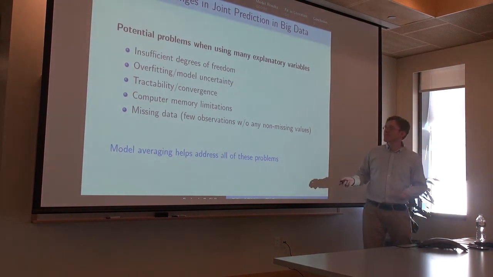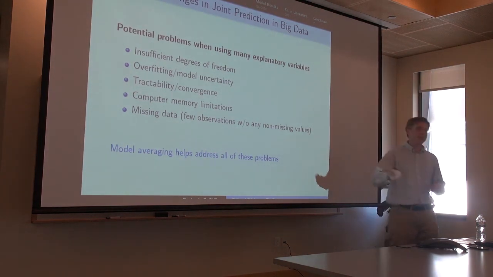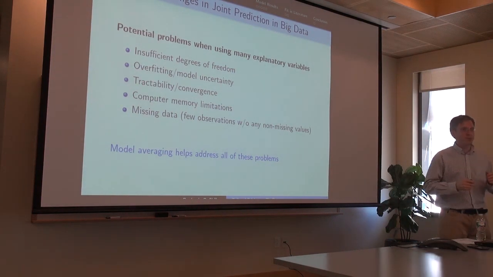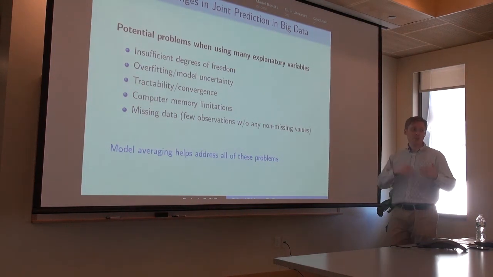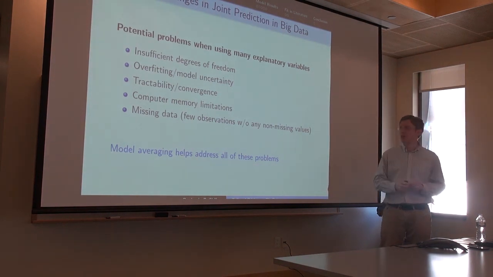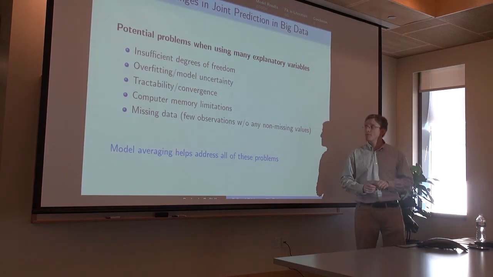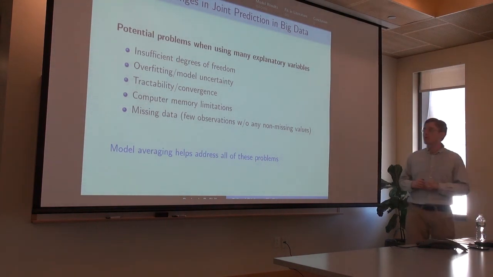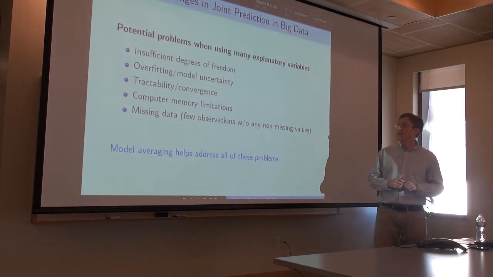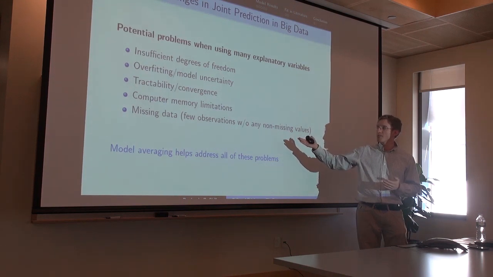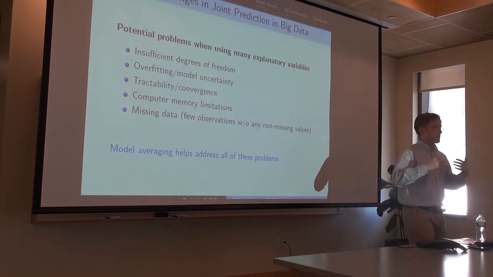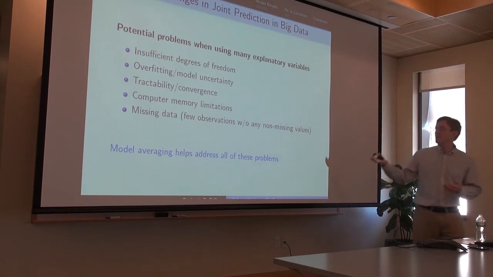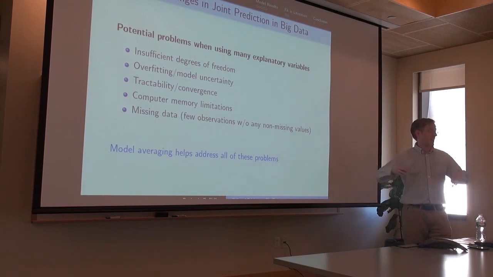Insufficient degrees of freedom. Here I actually have more observations than variables, but it doesn't have to be the case, especially as you increase the number of variables or if you have a small sample. Overfitting can be a problem, particularly if some of the errors are correlated across individuals. And tractability and convergence, so if you throw a lot of variables into a model, it may not actually yield a global optimum.